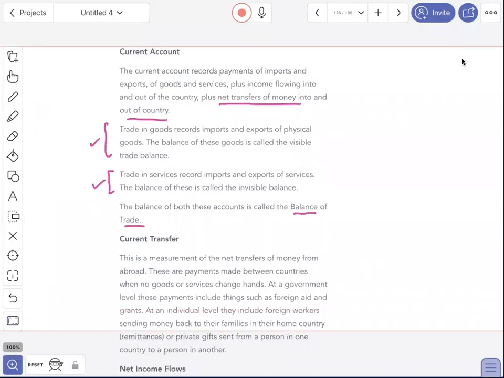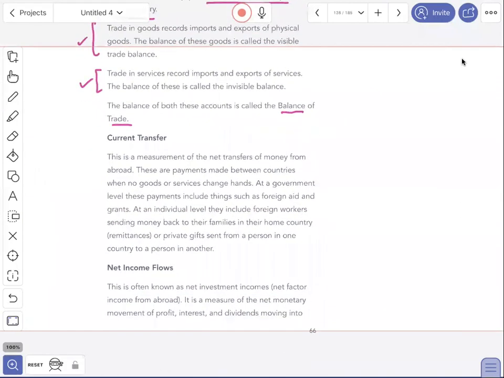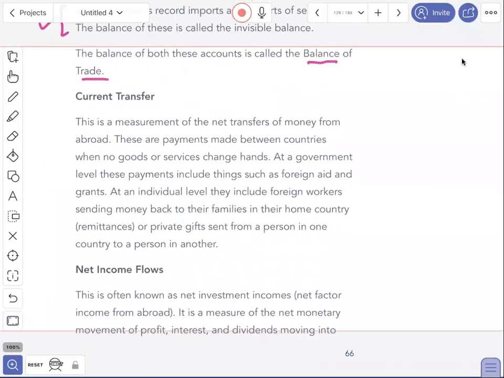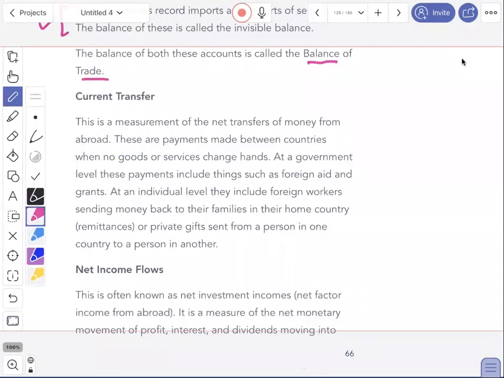The current transfers, something Arisha is also asking me, give me example of current transfers. This is a good one. So this is a measurement of the net transfers of money from abroad. These are payments made between countries where no goods and services change hand. For example, at the government level, these payments may include foreign aid. If US gives Pakistan any foreign aid, do they want any output in return? And the answer is no. All the foreign aids and grants will be part of transfer.